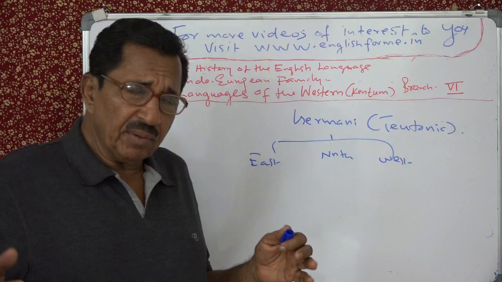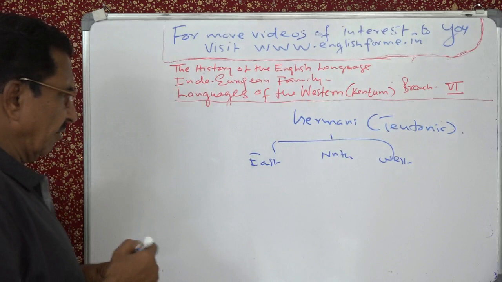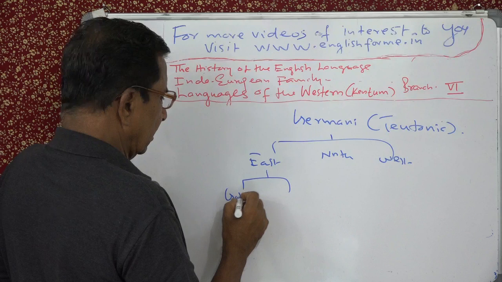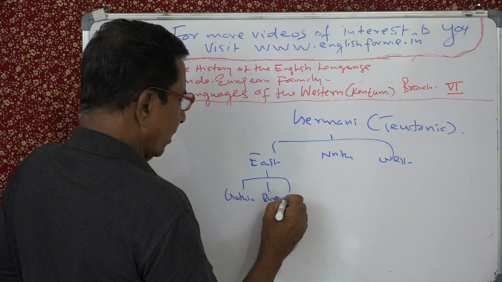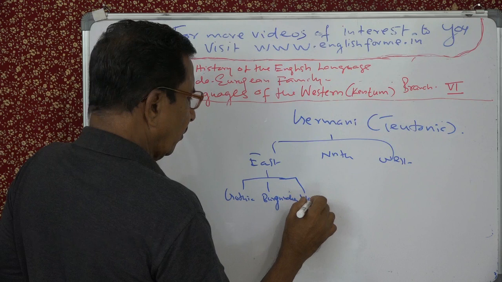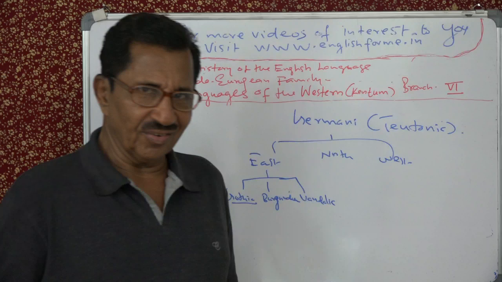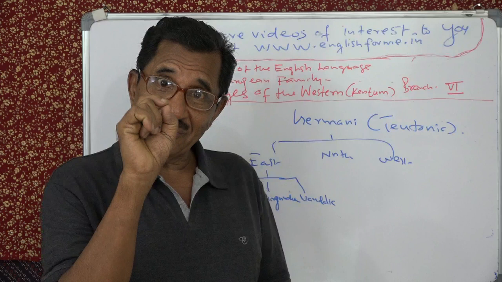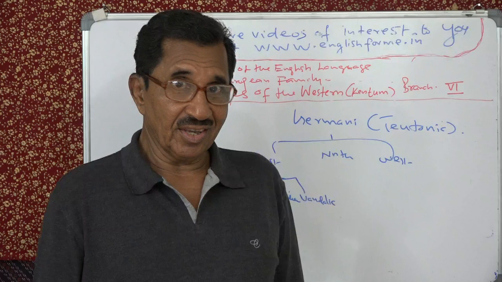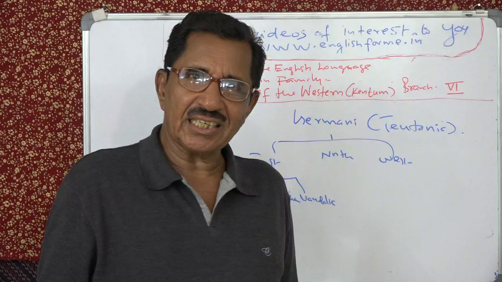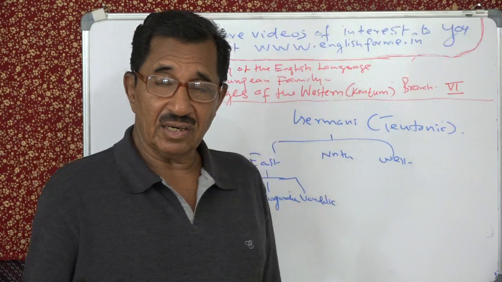East Germanic has branches like Gothic, Burgundian, and Vandalic. These are the three branches here. Gothic is known because the Bible was translated into the Gothic language. Also the Greek language is the language of the New Testament. That's important. We can mention that if you are writing about Hellenic. The New Testament was written in the Greek language. Understand? Religious significance is there.